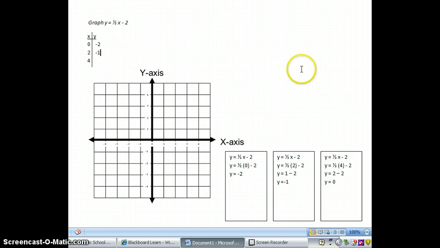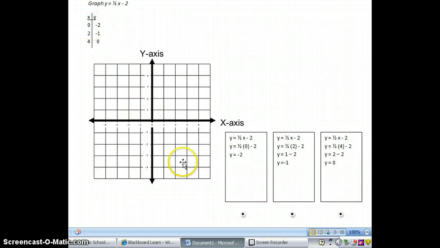If you do deal with fractions, you're still going to be okay. And I chose 4 because 1/2 times 4 is 2, and then 2 minus 2 is 0. Now I'm going to graph 0, -2, right here. My next one is 2, -1. So I go 1, 2, -1, right here. It doesn't show up exactly on the line. And then I have 4, 0, which is right here.